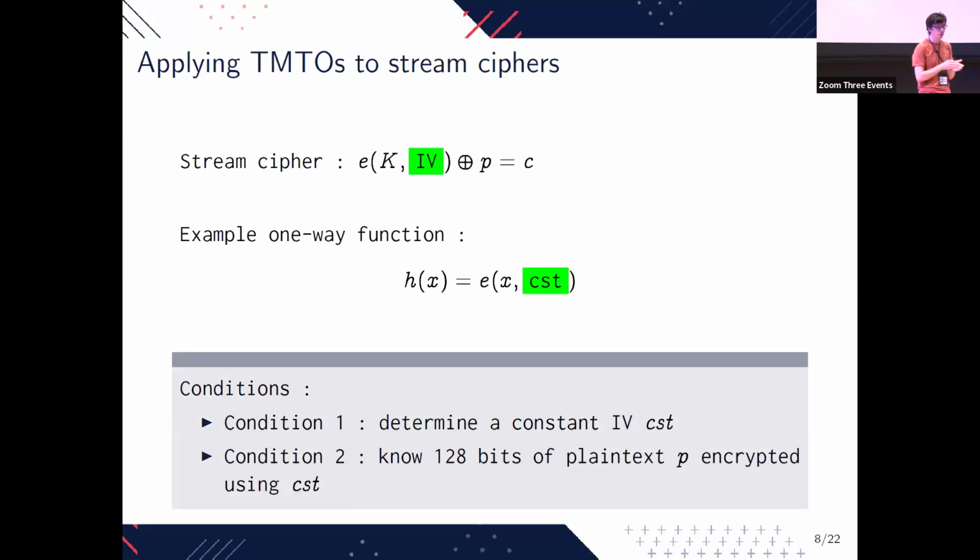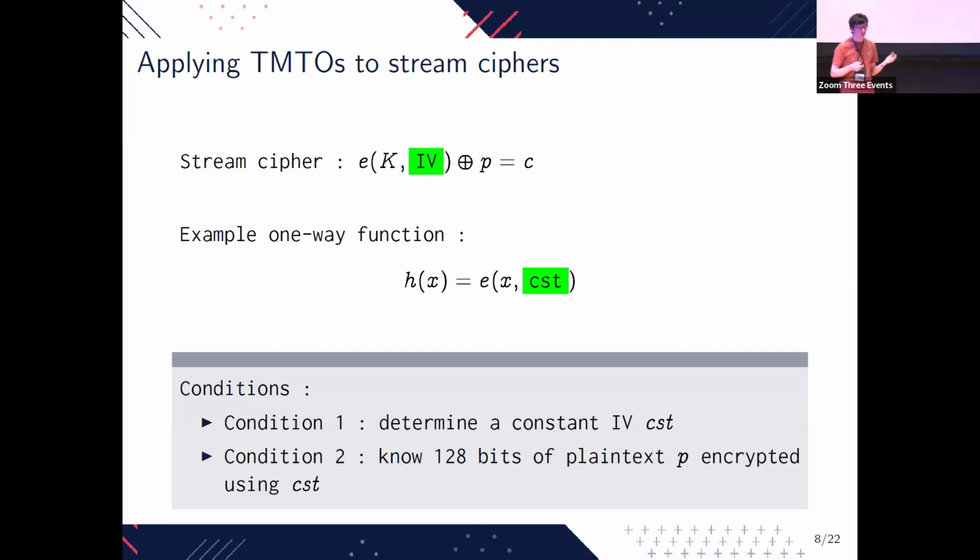Now, we're not talking about hash functions here, we're talking about stream ciphers. So, a standard equation for a stream cipher: you have a key k and an initialization vector IV. You apply a function to those, and they produce a key stream. You XOR the key stream with the plaintext, and you get the ciphertext. There are numerous ways to turn that into a one-way function. One possible way is, let's imagine that we have a constant IV, a magical IV that I call CST here. If we have this magical IV, we can create a one-way function: we just take h of x, and we compute the key stream with x as the key and our constant IV.